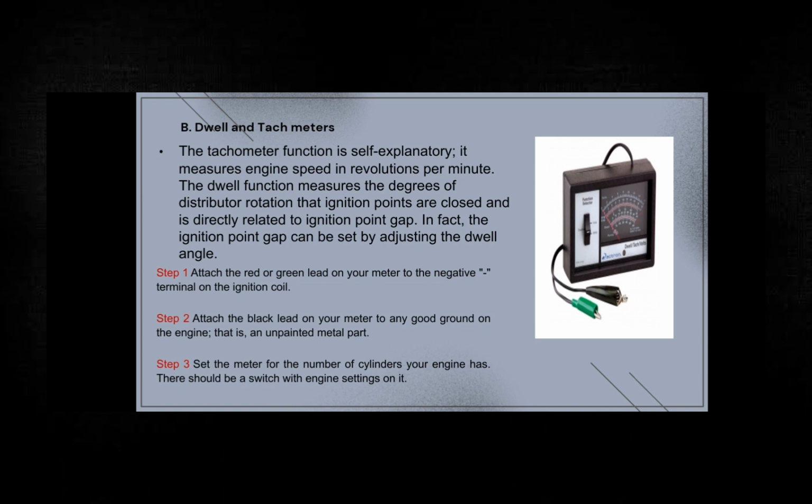Step 1. Attach the red or green lead on your meter to the negative terminal on the ignition coil. Step 2. Attach the black lead on your meter to any good ground on the engine, that is, an unpainted metal part. Step 3. Set the meter for the number of cylinders your engine has. There should be a switch with engine settings on it.